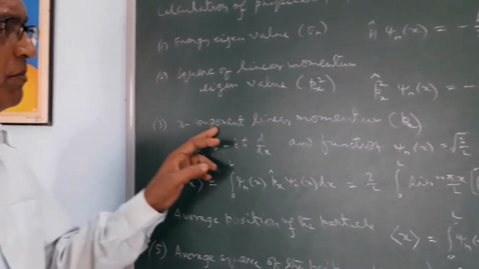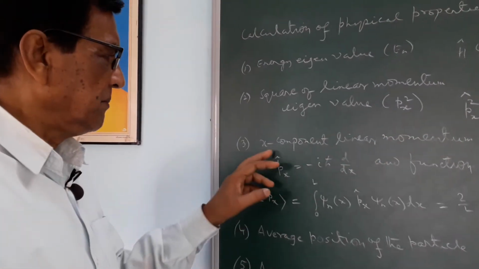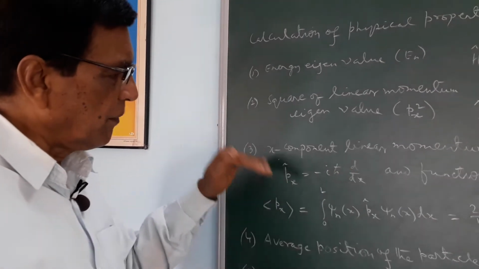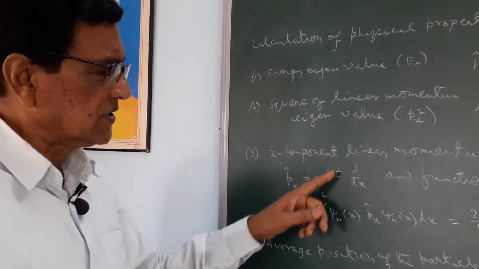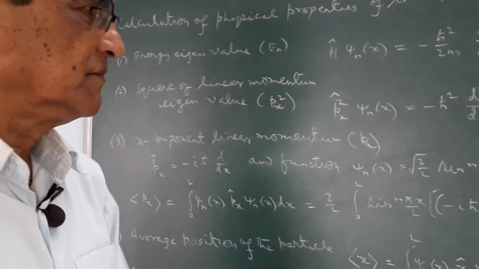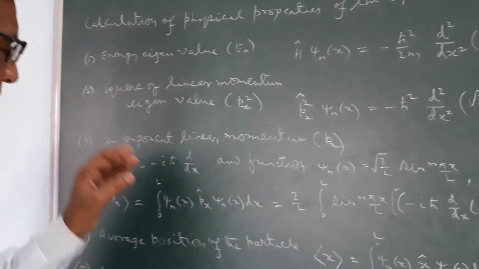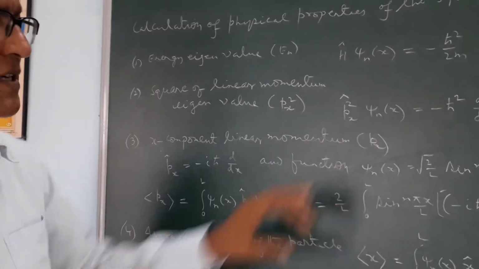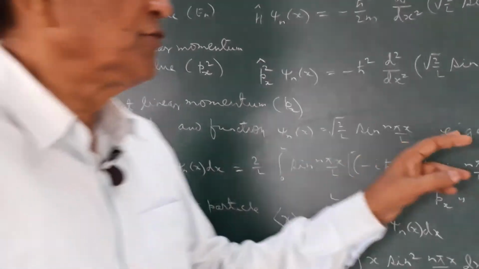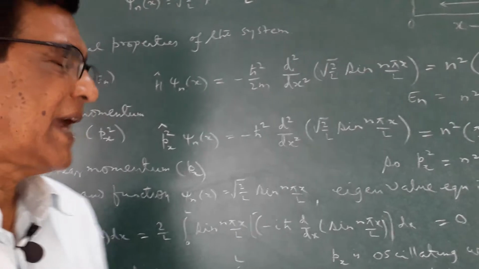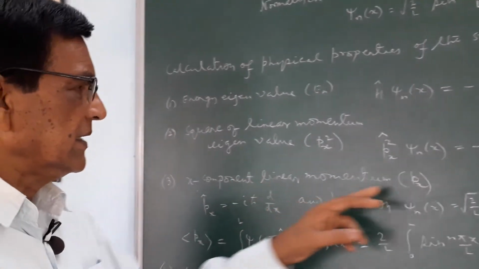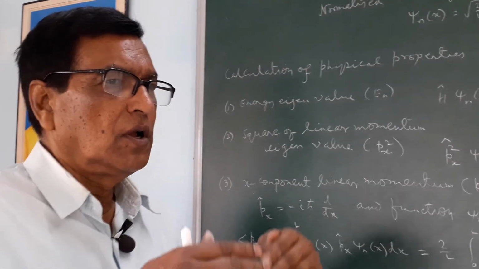For this x component of linear momentum px, the operator is minus i h cross d by dx, and the function is this one. So naturally it is saying that when this operator operates on this function, the same function will not come back. So the eigenvalue equation is not satisfied, and the exact value of this px property is not possible to obtain.